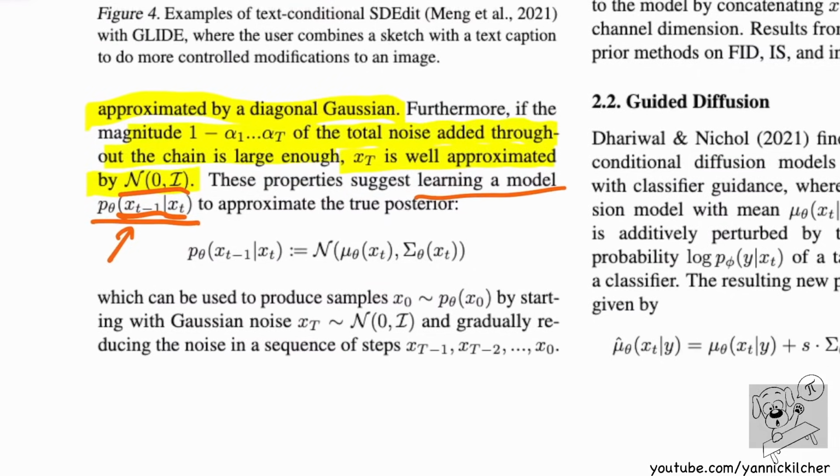Okay, so we are going to learn a neural network that doesn't exactly reconstruct the image, but this is a variational model. So what we're going to do is plug xt into a neural network. The neural network is going to predict the mean and the covariance matrix of the next step up the chain, of the next step of the denoising chain. And then we can use this to produce samples. We start with Gaussian noise, which is the end, and we gradually reduce the noise in a sequence of steps until we are at the data distribution, or at least the predicted data distribution.